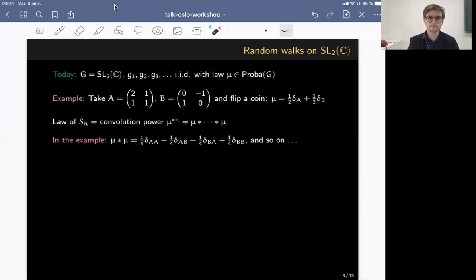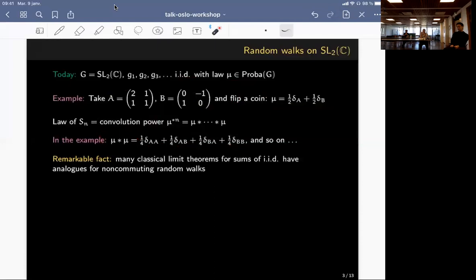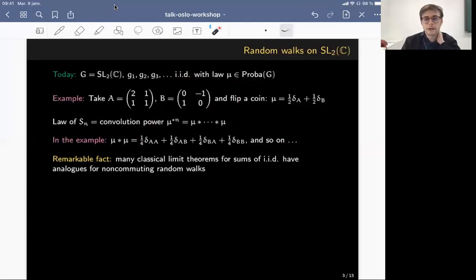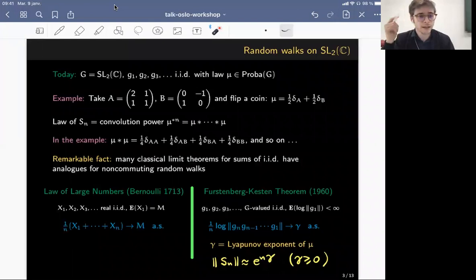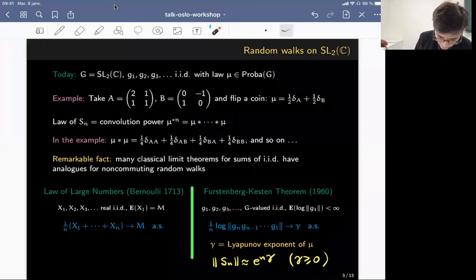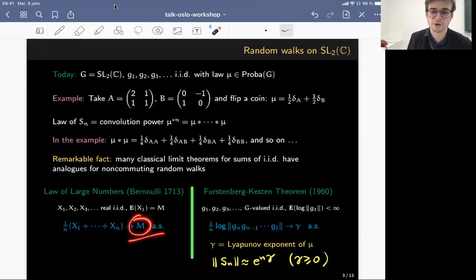So it's actually a quite remarkable fact that we can find many analogs of all the classical theorems for sums of IIDs in the setting of random matrices. The first limit theorem that we have for sums of IIDs is the law of large numbers. This dates back to, I think, one of the Bernoullis in 1713. And it says the following. If you take a sequence of IID real random variables with some expectation m, then if you sum them up and divide by n, you converge to this constant m almost surely. Okay, so this is the classical law of large numbers.